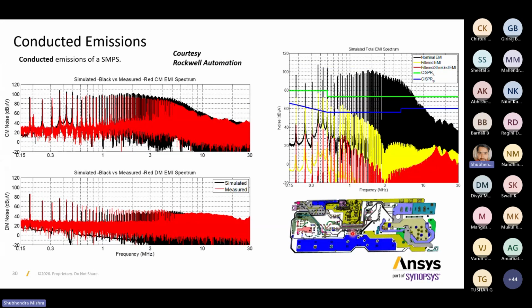So this is one of the case studies which we have performed for one of our customers, Rockwell Automation. In this, you can see that we have done both the common mode and the differential mode. In the common mode, this red part is our measured result, and this black part is our simulation result. You can analyze how the simulation result varies from the measured result, and what changes we should make. We can go with the same process for the differential mode.